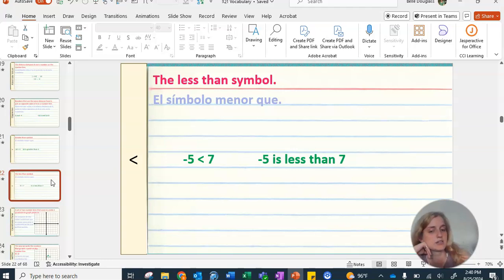On the flip side, if it's in this orientation where it's the pointy part facing the first number and it's open to the second number, that's a less than symbol. Less than symbols mean that whatever's on the left is smaller than what's on the right.